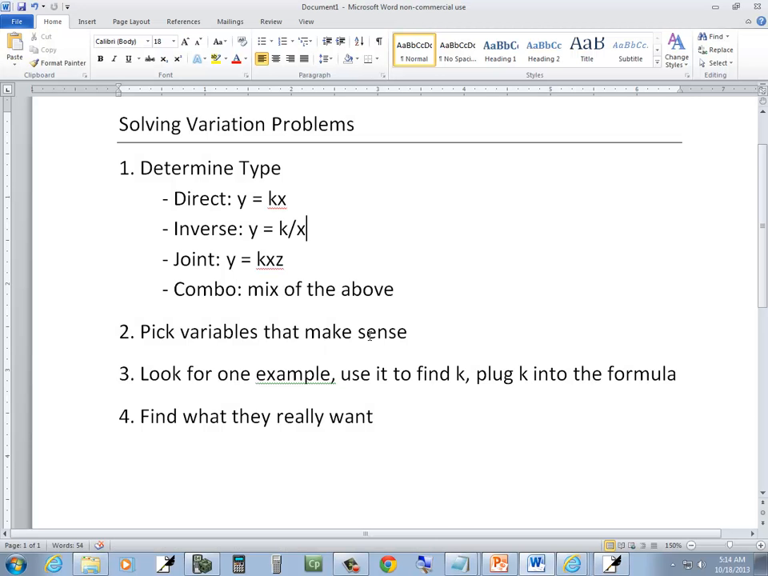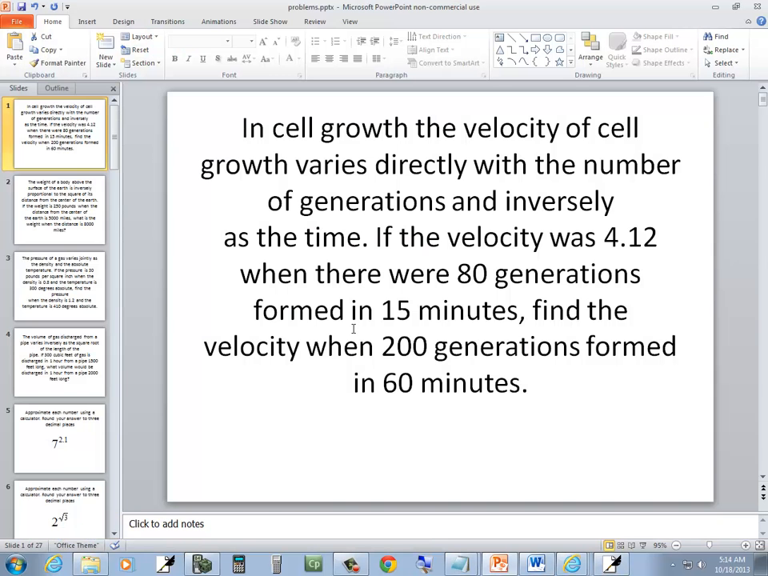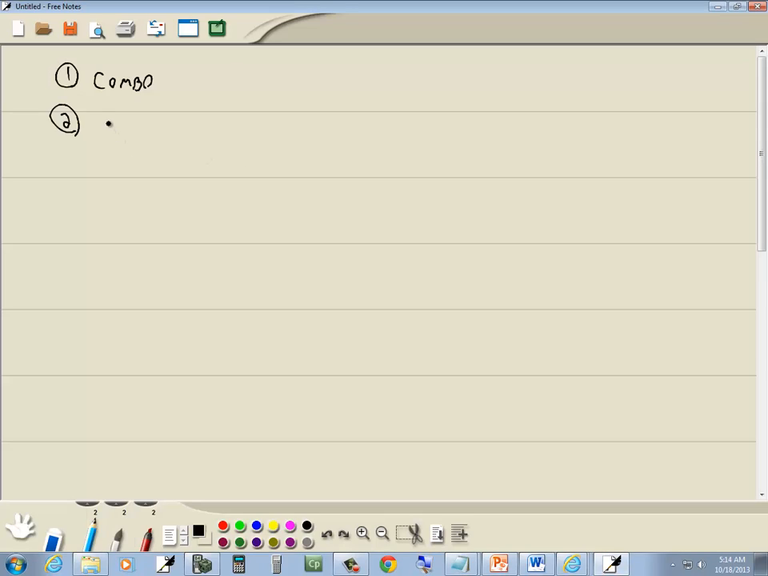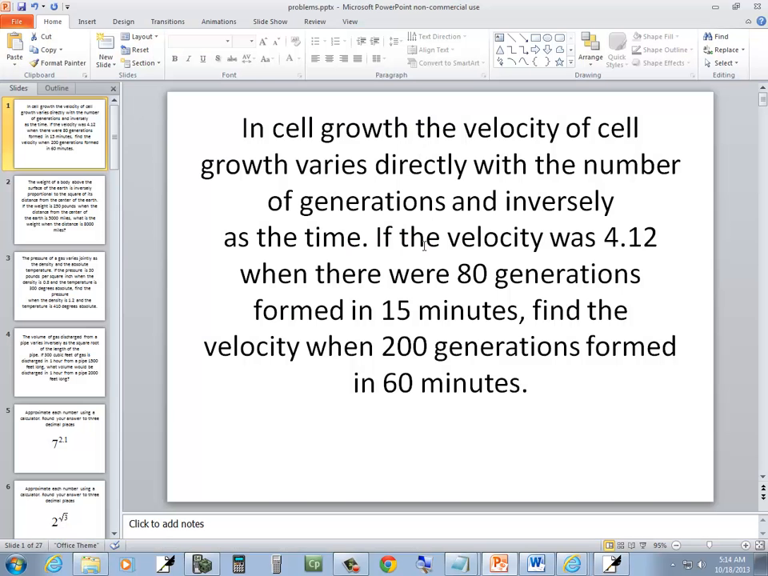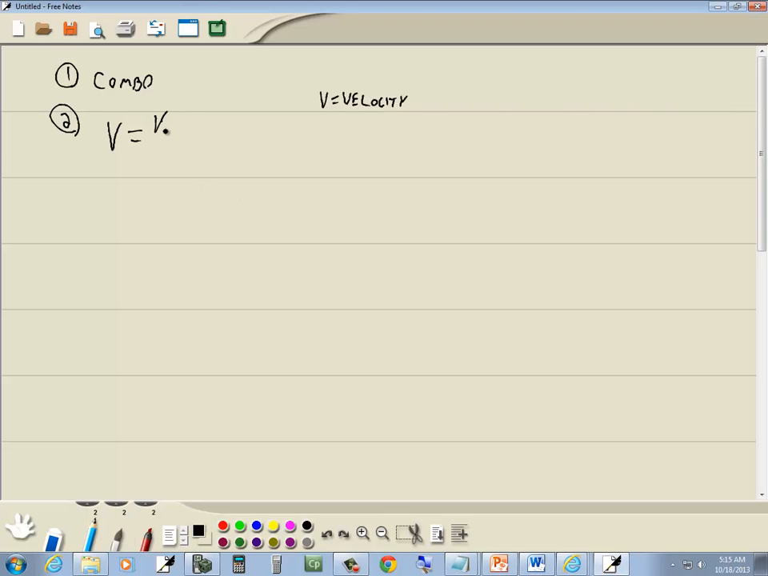It says pick variables that make sense. And let's just read it. In cell growth, the velocity of a cell growth varies. The varies is where your equals goes. The velocity, V for velocity, equals. So V is equal to velocity. Varies directly with a number of generations, N for number, maybe. So I'll have KN. N is the number.